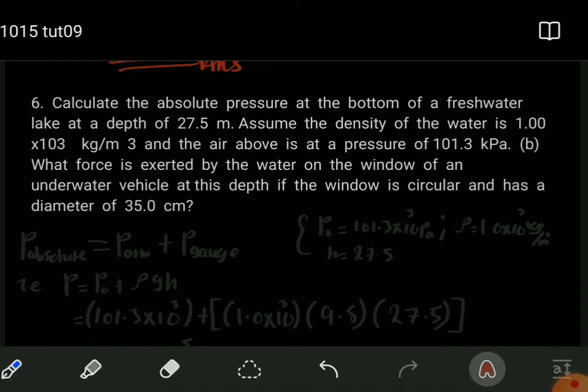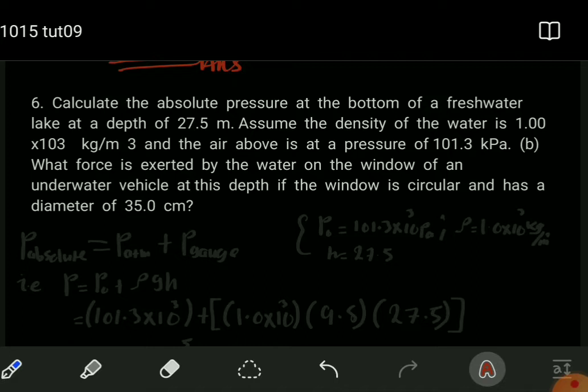Alright, so in this question we want to determine the absolute pressure at the bottom of a freshwater lake with a depth of 27.5 meters. So we assume the density of the water is 1 times 10 to the power 3 kg per cubic meter, and the atmospheric pressure here is 101.3 kilopascals.